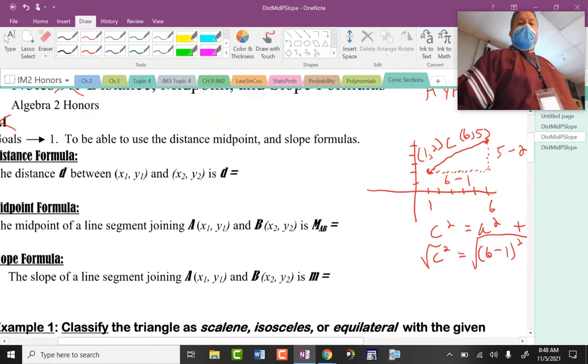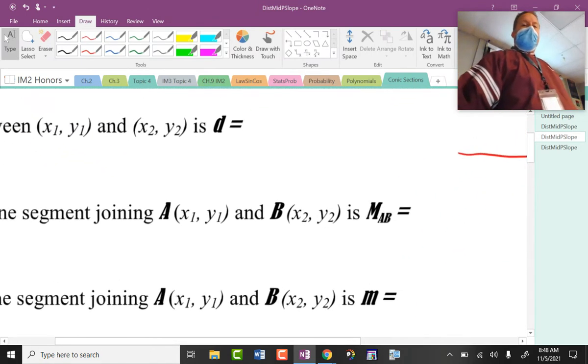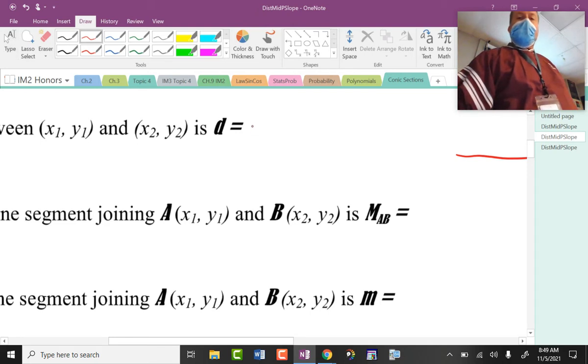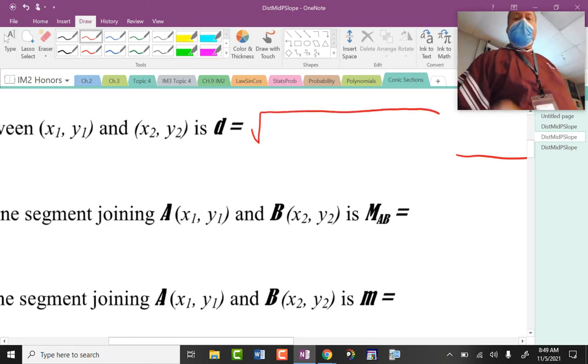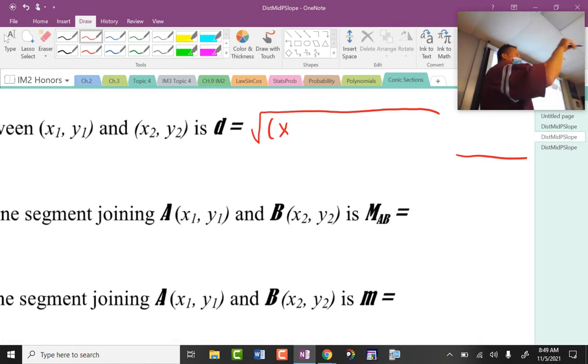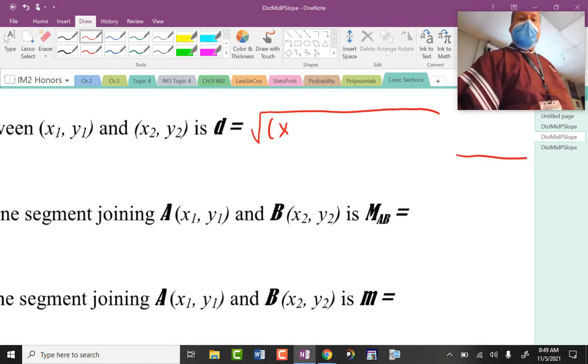Okay, so the distance formula, when I don't know the coordinates, it is this. It is the square root, that square rooting I just did at the end, and it's the subtraction of the x's. Now, I don't care what you write. You can write x1 minus x2 or x2 minus x1. Doesn't matter.